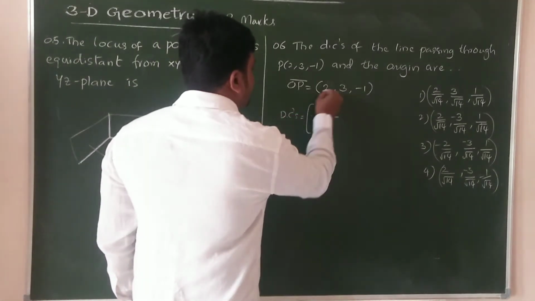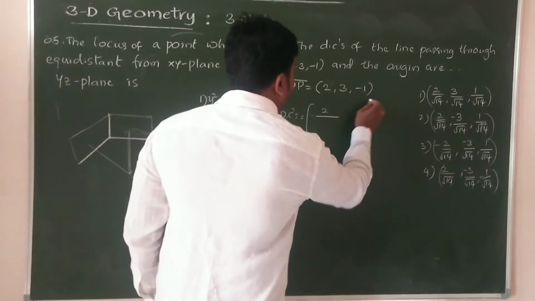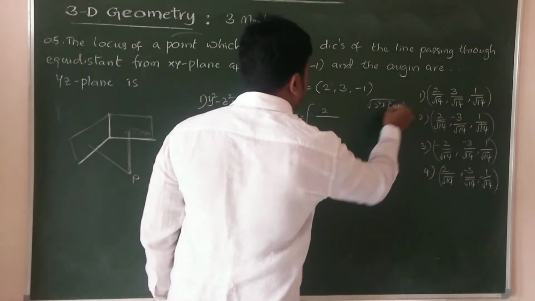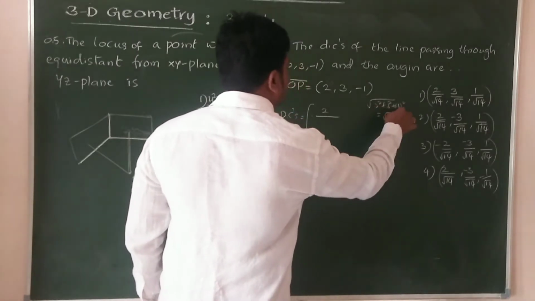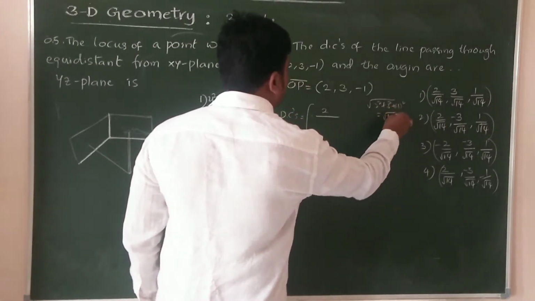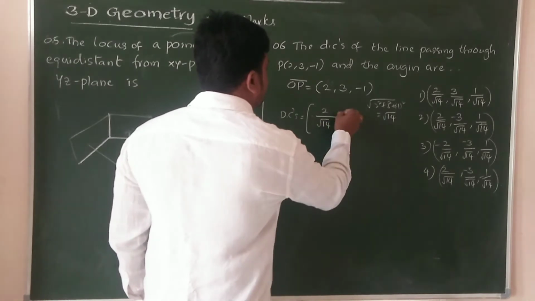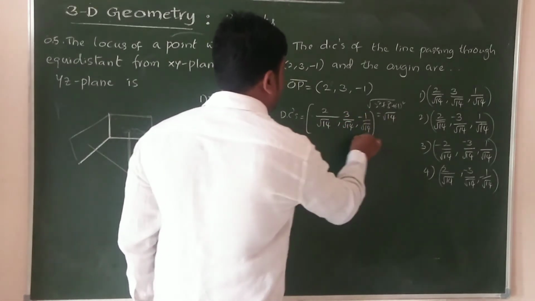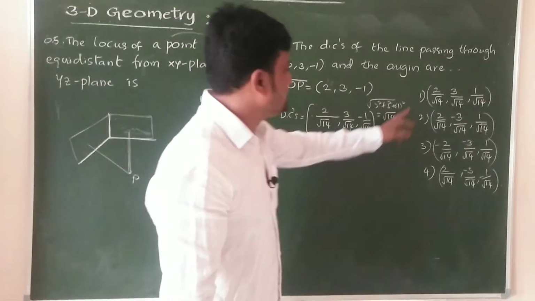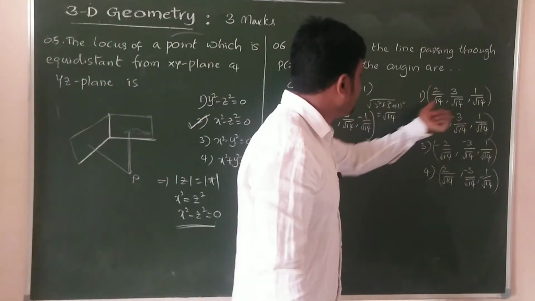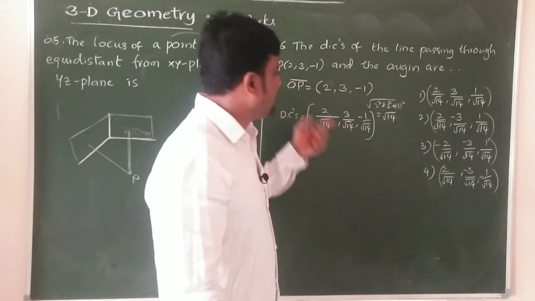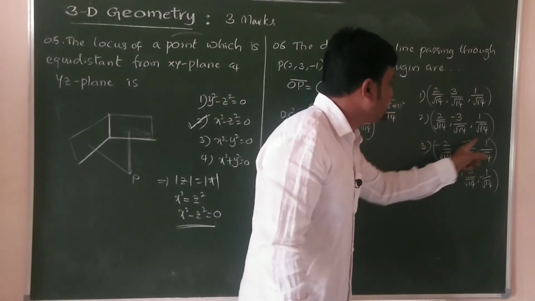2 by under root 2 square plus 3 square plus minus 1 whole square equals what? 4 plus 9 plus 1 equals 14. Root 14. It is 3 by root 14. It is minus 1 by root 14. Okay. Then which option is this? 2, 3, minus 1. 2, 3, minus 1 is any? No. But we have here minus 2, minus 3, minus 1.